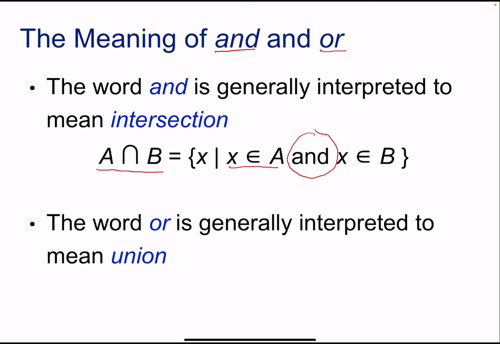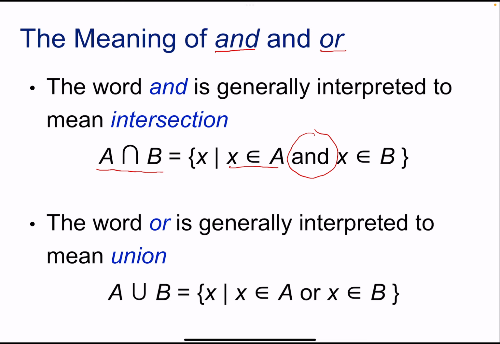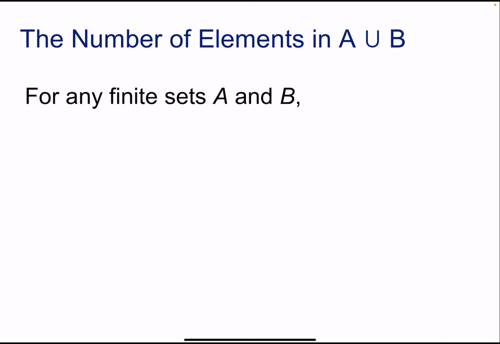"Or" is associated with the union of two sets, because again, A union B is defined as the set of all x such that x is in A or x is in B. So as long as an element is a member of A or a member of B, then that element is in the union.